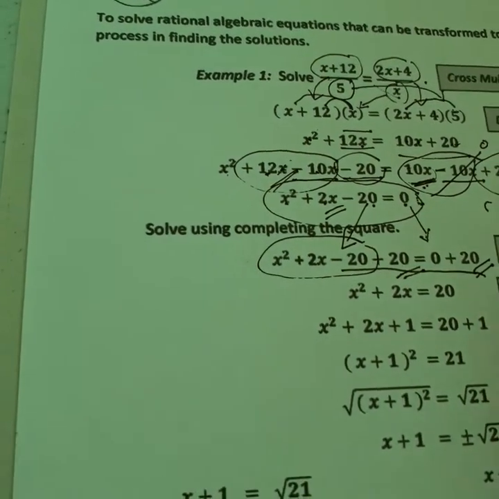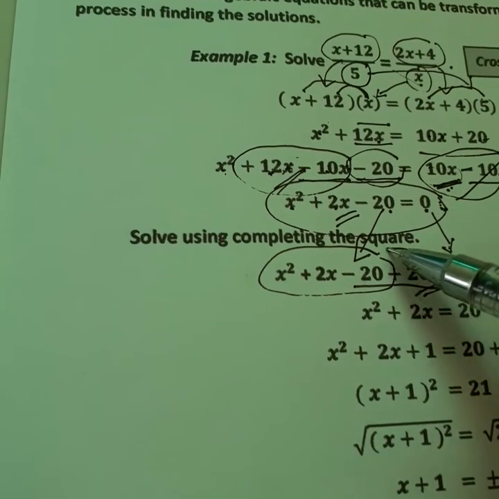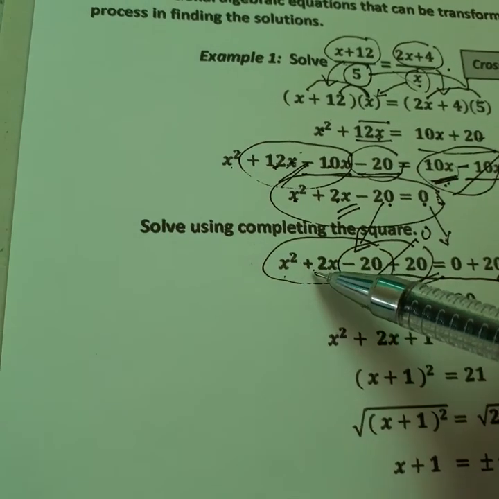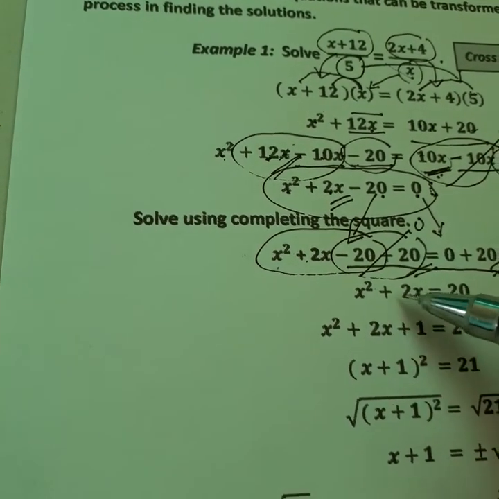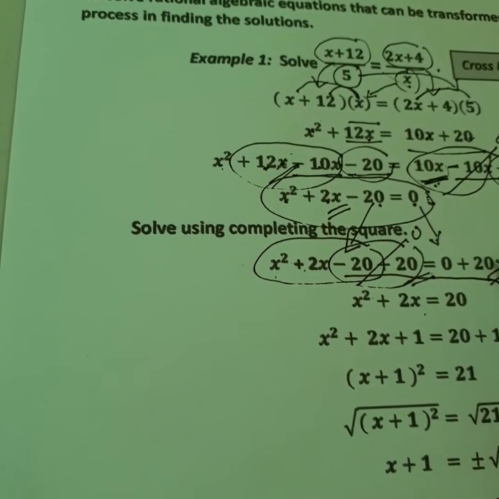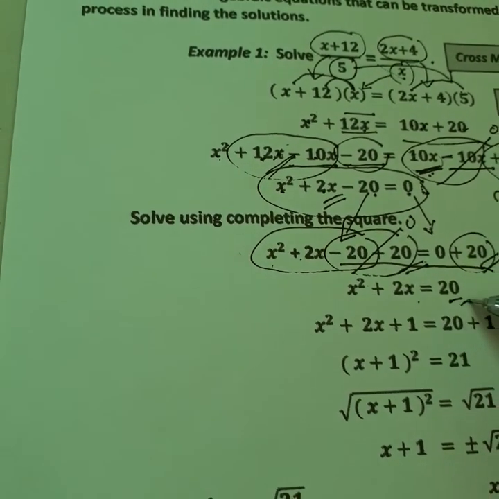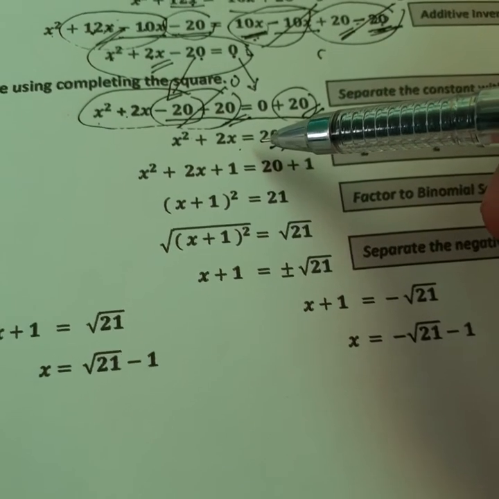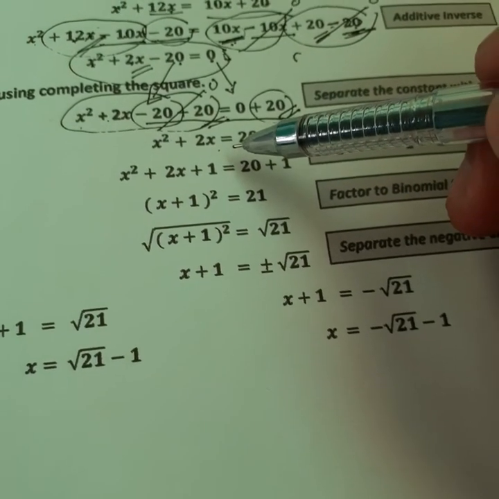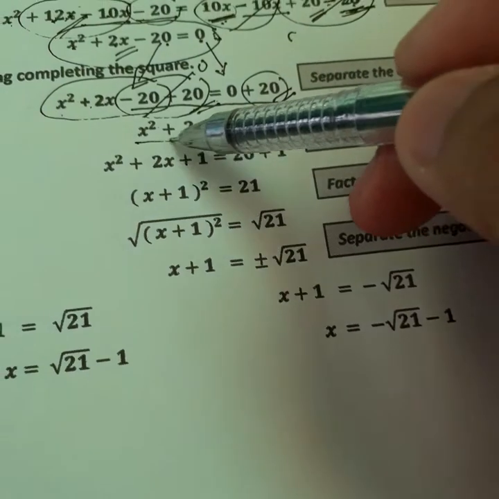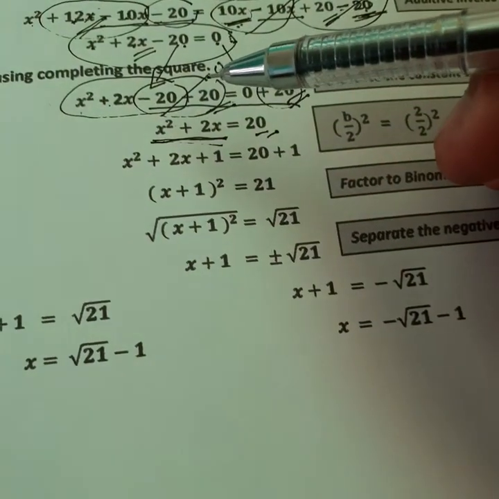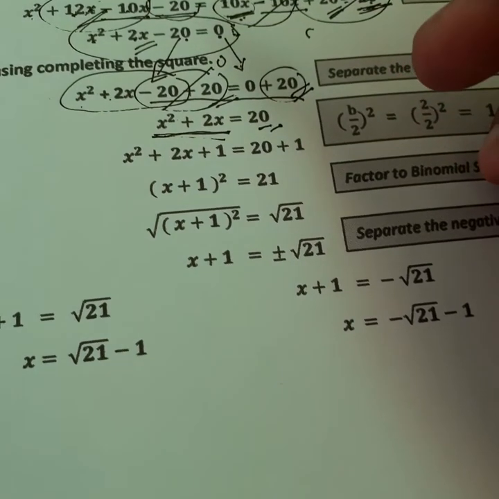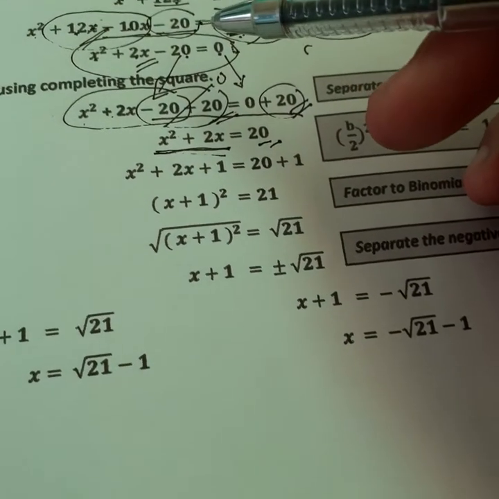Next step is, what remains is x squared plus 2x. X squared plus 2x is equal to, copy this one, positive 20. Next step, since we are completing the square, we're going to make this term into a perfect square trinomial, or a trinomial transformable to a square binomial.